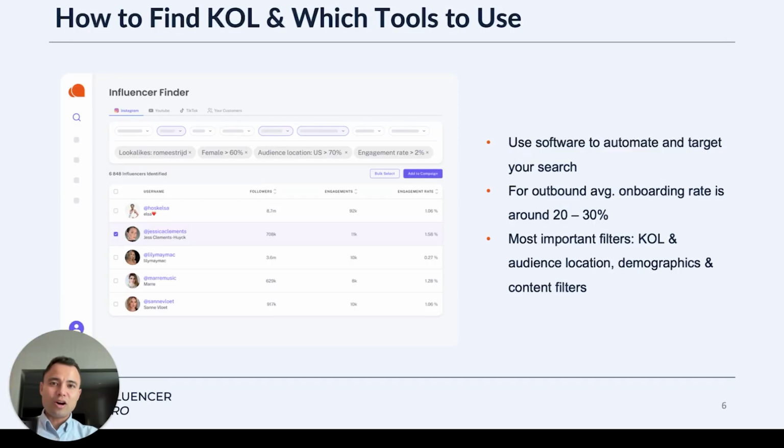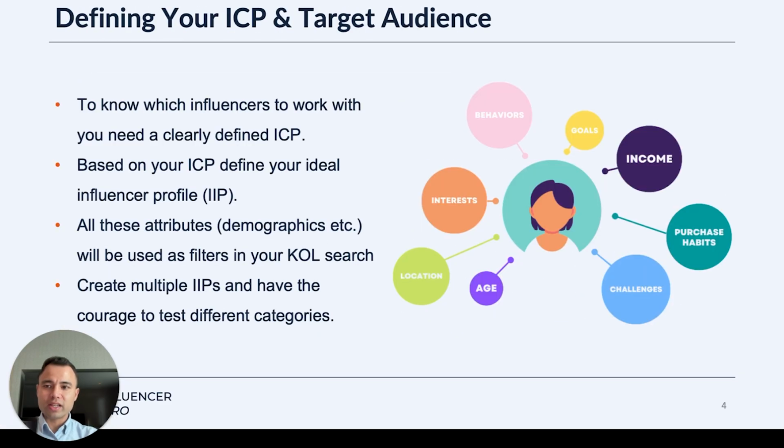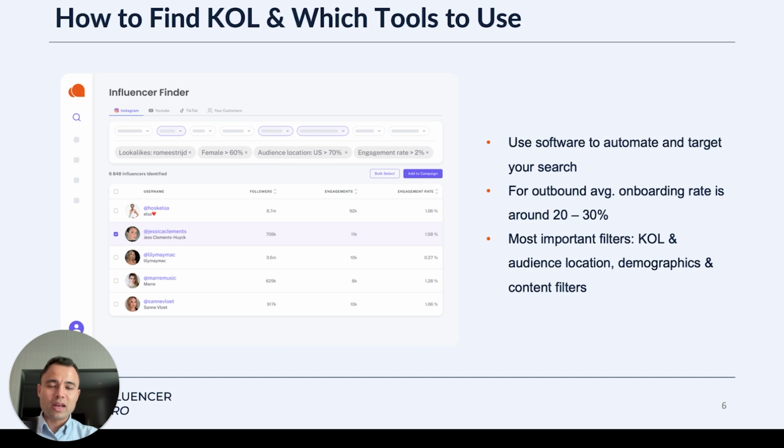Then, how to actually find the right influencers for your brand and which tools to use. Now, this is really the pragmatic implementation. In the previous step, we discussed the ICP, right? What's important here is that you take all the information you gathered about your ICP to determine your IIP, your ideal influencer profile, and then take all of that information combined in order to find the influencers you actually want to work with.